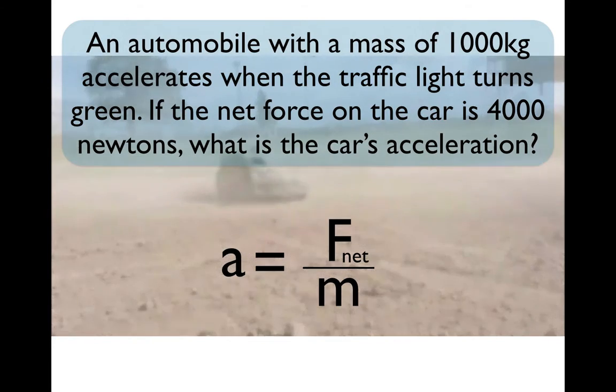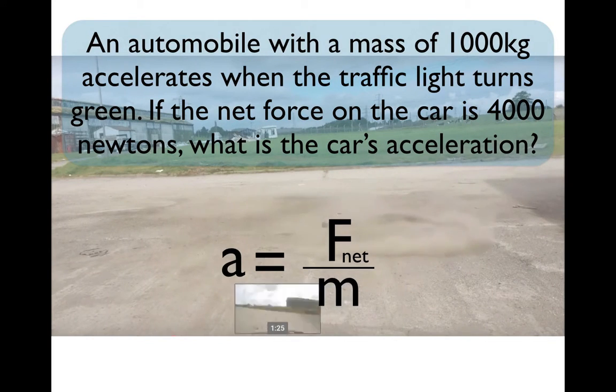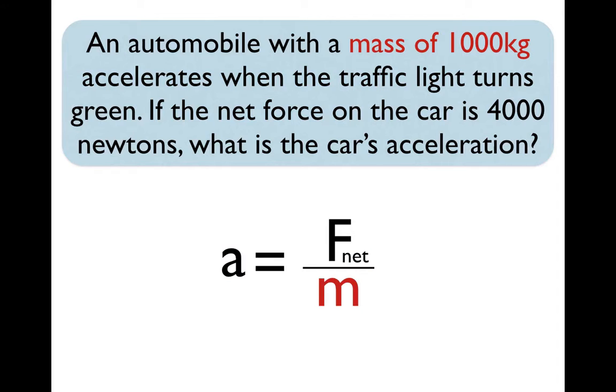One of the first things you want to do when you have word problems is read these very carefully and understand what exactly is going on. Once you understand what's going on, try to identify the givens. Okay, so I look at my formula and I look at what the problem is giving me. It's giving me mass in kilograms, so I know that my m is covered, and I also know that my force is being given.